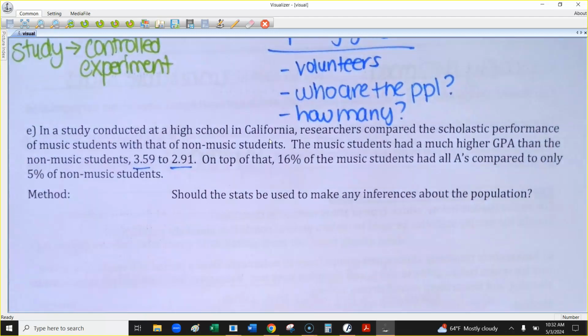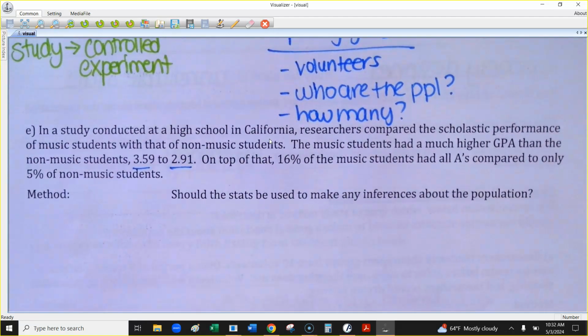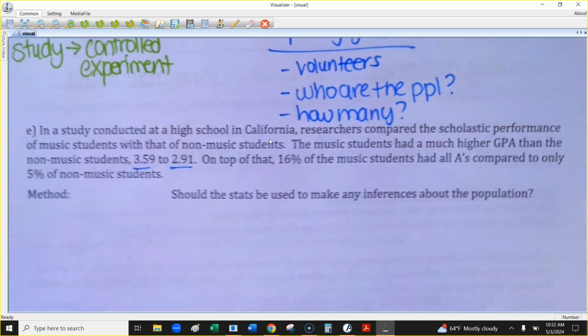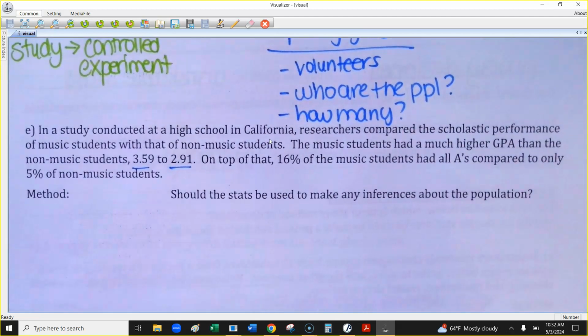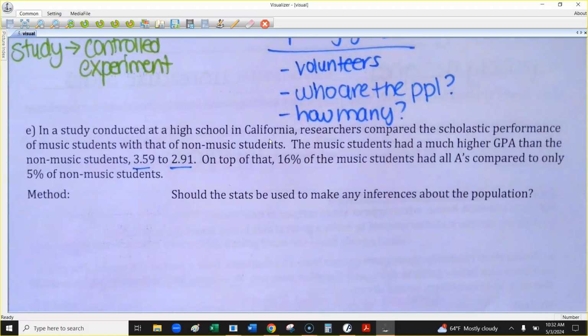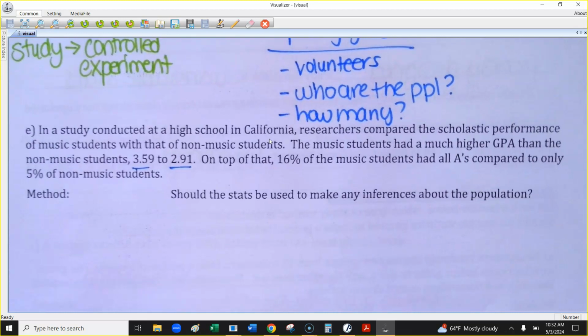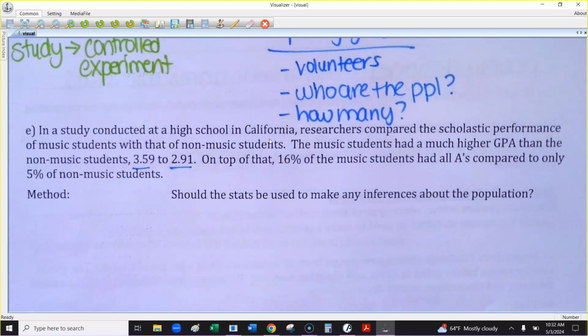Okay, now it says they must have all the data for all of this. So in terms of a sample, I don't think there's a sample method here because they're probably going to look at this for every single person in California. So this would be the whole population. And they're going to split it into music students and non-music students, and that's just based on what classes you're taking. So that's not a specific type or strategy for a sample.